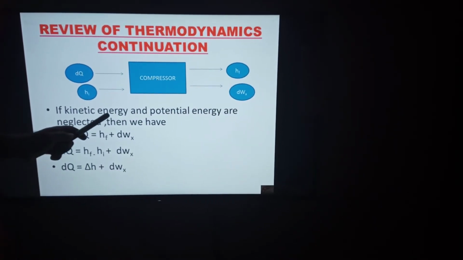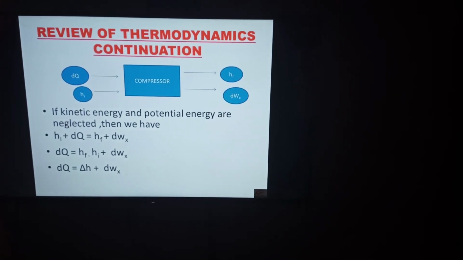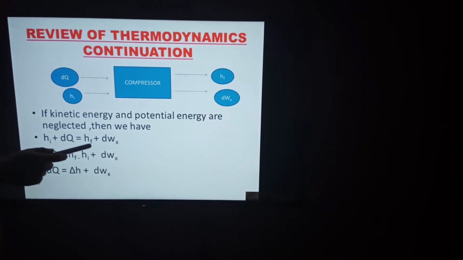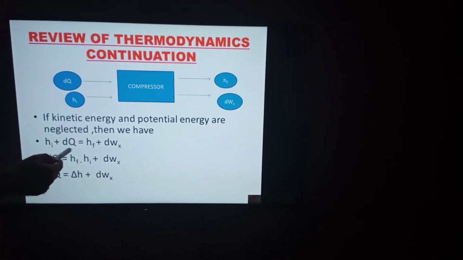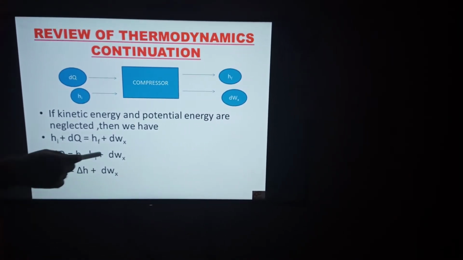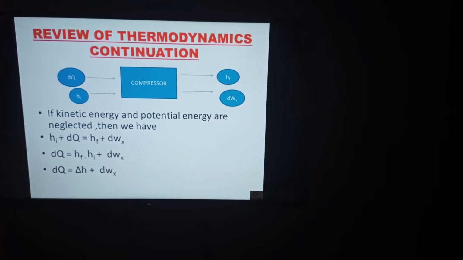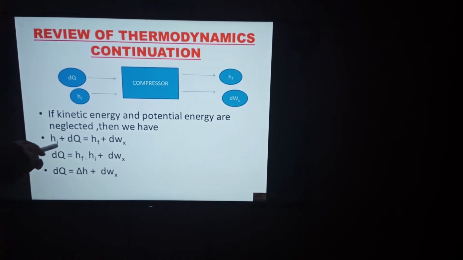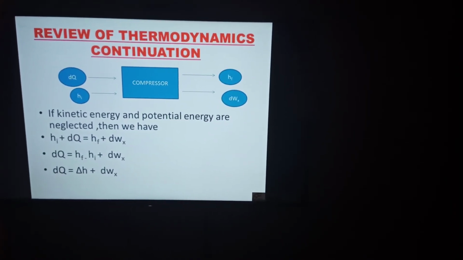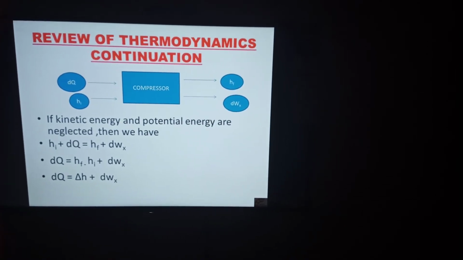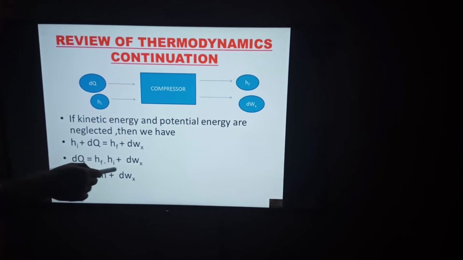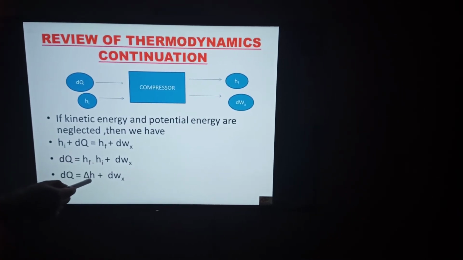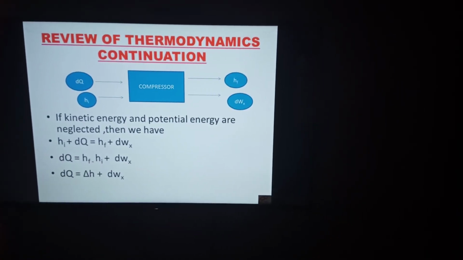So if the kinetic energy and potential energy are neglected, then we have the equation HI plus dQ is equal to HF plus dW. Here Q can be represented as dQ because it is the rate of heat, and W the rate of shaft work. When we bring HI to the other side, we are left with dQ is equal to HF minus HI plus dW. This HF minus HI we call delta H, that is the change in enthalpy.